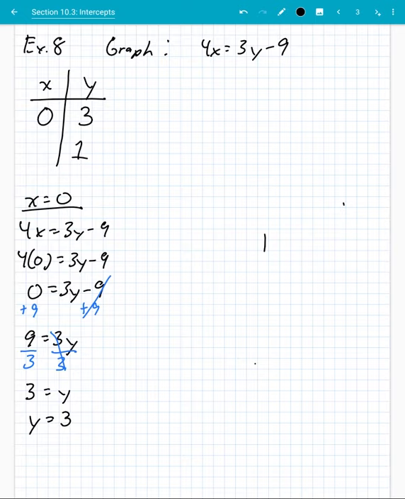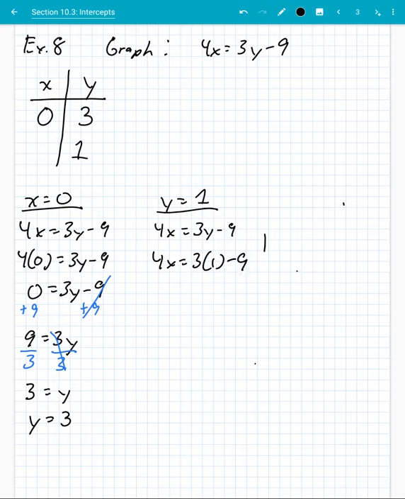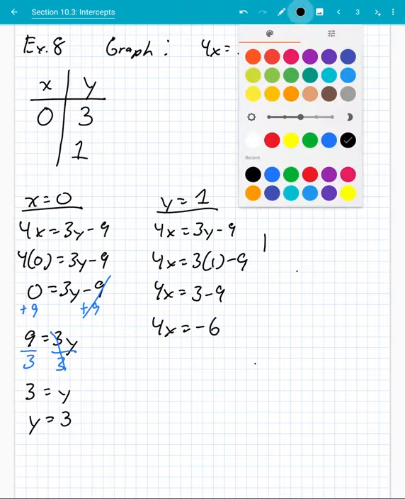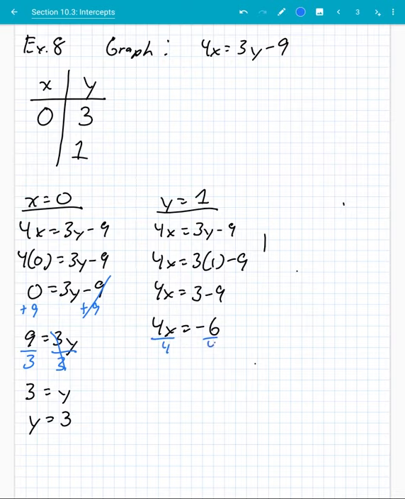For our next one, this is y equals 1. This is 4x equals 3y minus 9. 4x equals 3 times 1 minus 9. 4x equals 3 minus 9. I can combine 3 minus 9. That makes negative 6. And then you can divide by 4. So it still gives us a fraction, but it gives us a nicer fraction. x is equal to negative 6 over 4. That can reduce to, remember, we can divide a 2 into both of these. That's how we reduce that. And we reduce to negative 3 over 2.